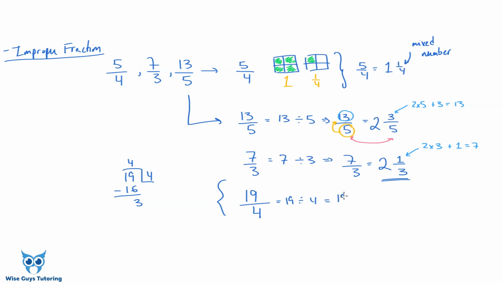So 19/4 gives me 4 wholes, which is this one here, and a remainder of 3, which we put over the same original denominator. And there's your answer. So let's move on to mixed numbers now.